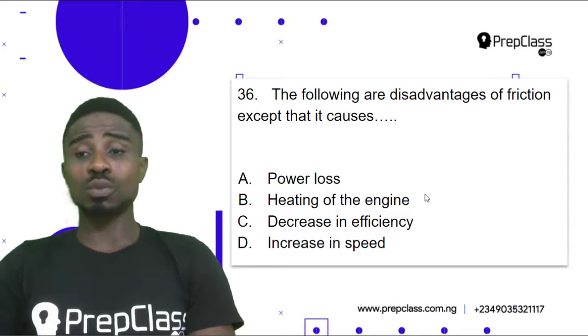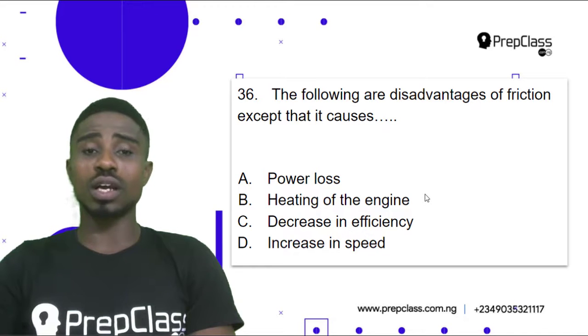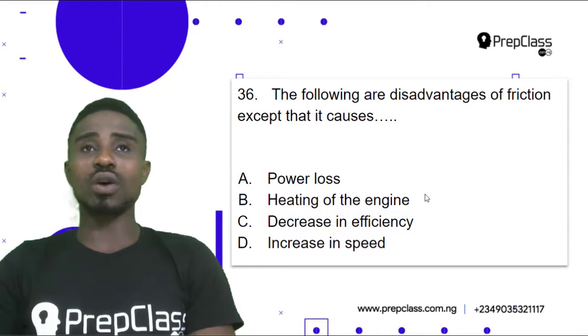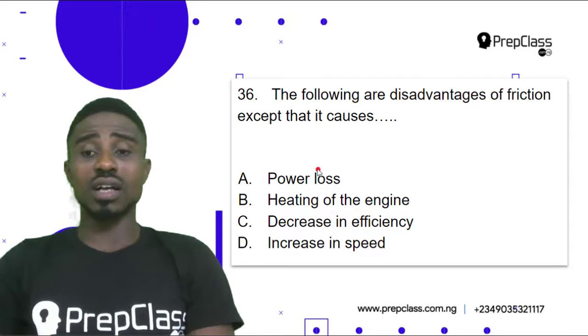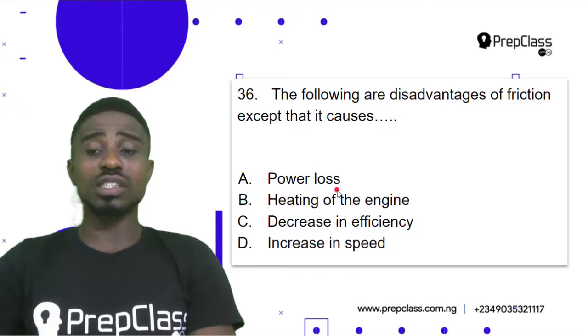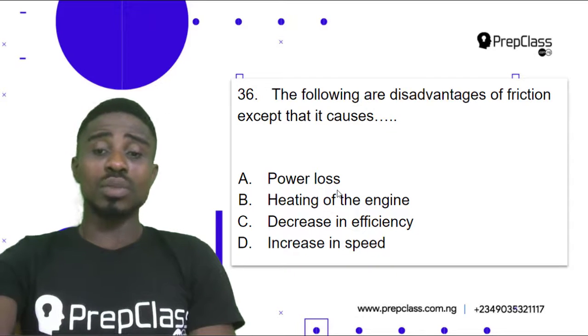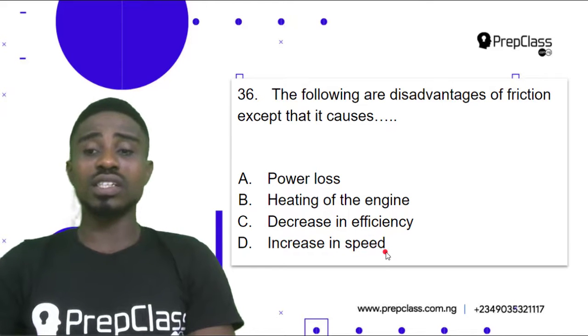We know friction is a force which opposes motion between two sliding surfaces in contact with one another. So, two surfaces are in contact with one another, and a force that opposes motion would be friction. Now, friction has a whole lot of disadvantages. For us to carefully select the correct answer, we need to look at all of these options and see which one is actually an advantage, and that will serve as a giveaway to our answer. Now, increase in speed is actually not a disadvantage. So it's an advantage, and that definitely is our correct answer.